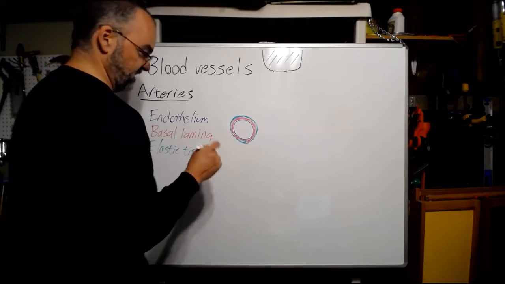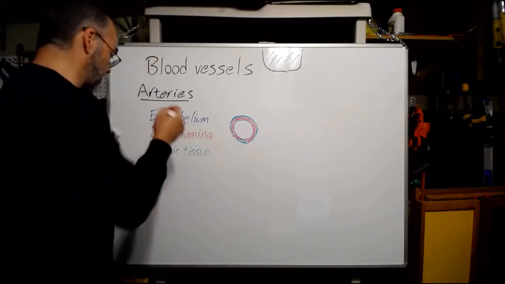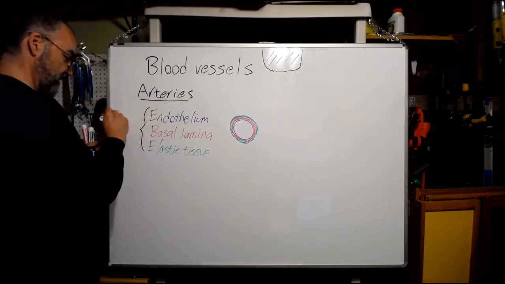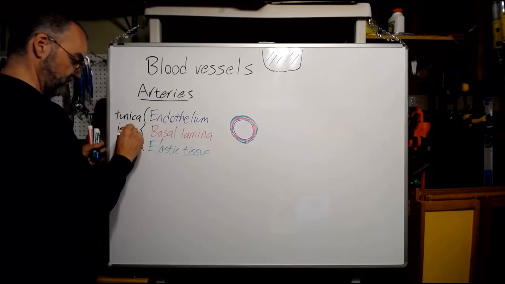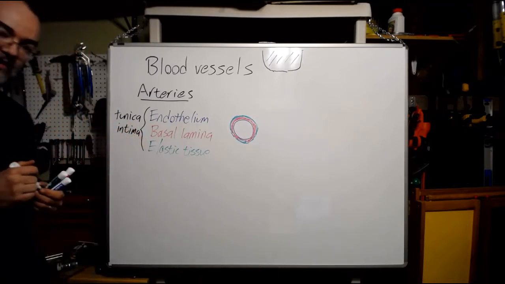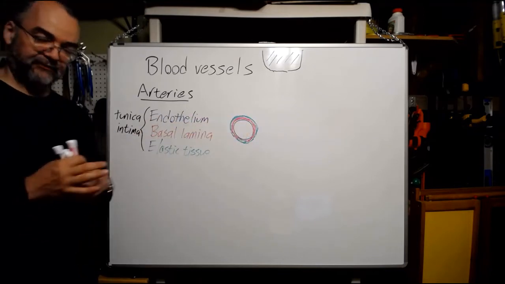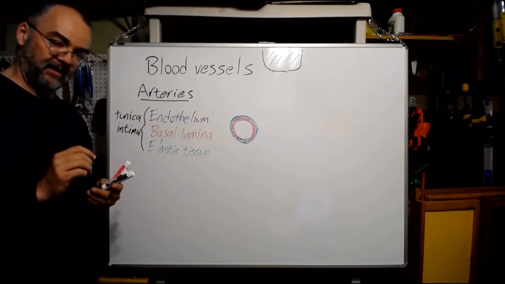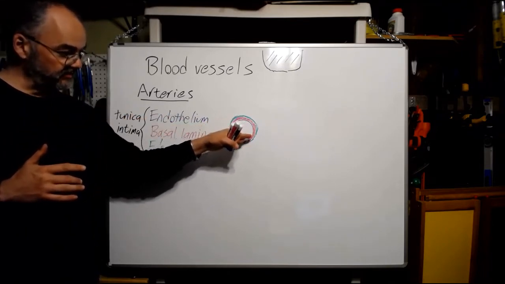It's really just an extension of the basal lamina. Those together form what we call the tunica intima, the innermost layer of the wall of an artery. The intima is a fairly thin layer. It wouldn't look like much under a microscope, but it forms the layer that the blood sees.